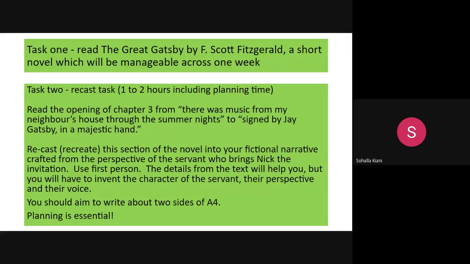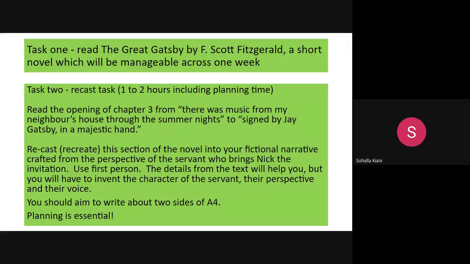You need to recreate this section of the novel into your fictional narrative, crafted from the perspective of the servant who brings Nick the invitation. You must use first person. The details from the text will help you, but you will have to invent the character of the servant, their perspective, and their voice. You should be aiming to write about 2 sides of A4, and planning is essential.